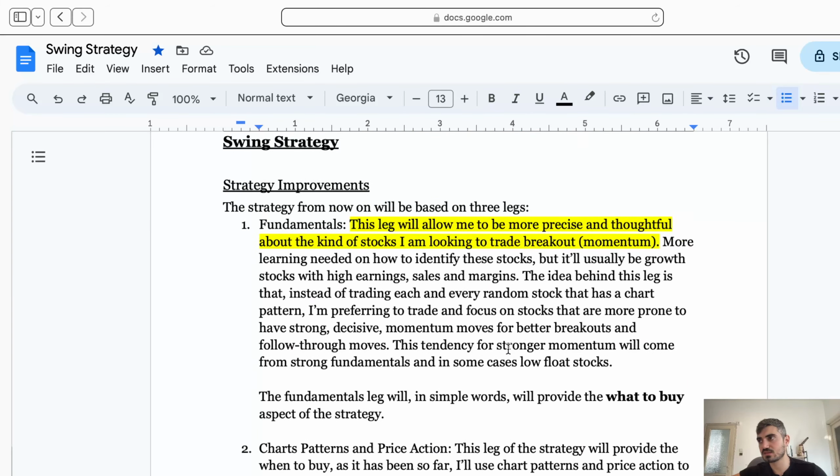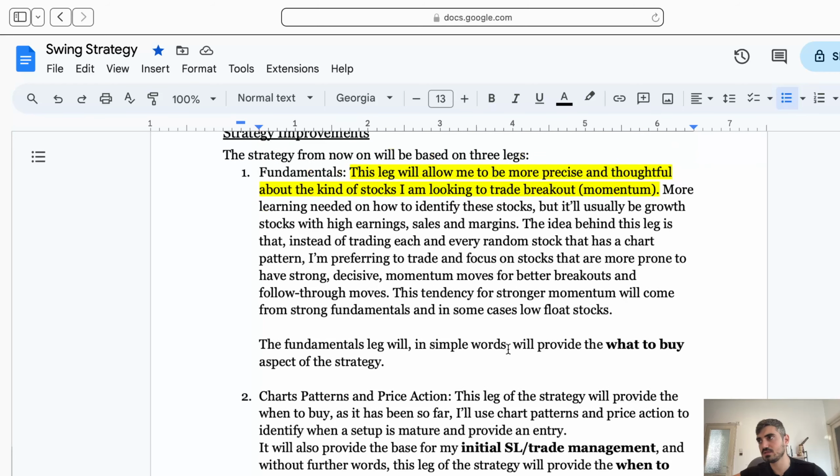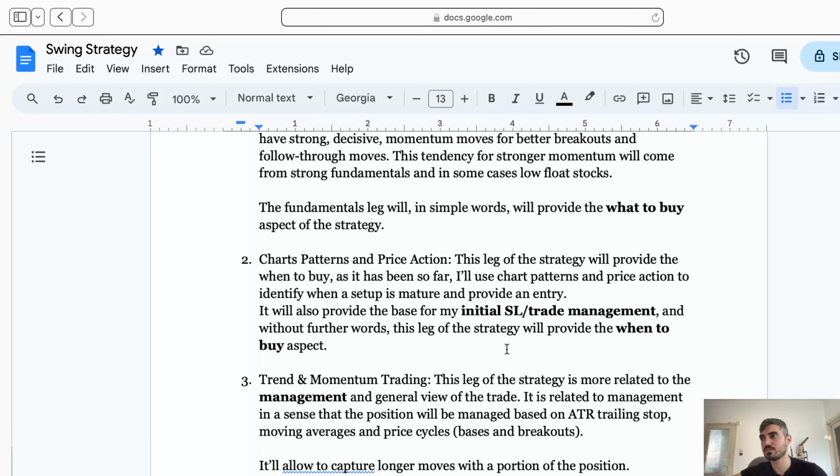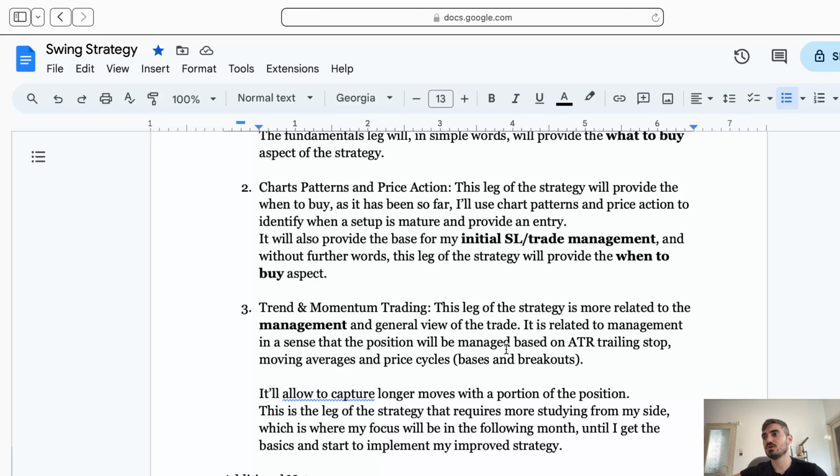So once again, 3 legs: fundamentals, chart pattern, and trend and momentum trading. Fundamentals, what to buy; chart patterns, when to buy; and trend and momentum trading, more on the management of the trade.